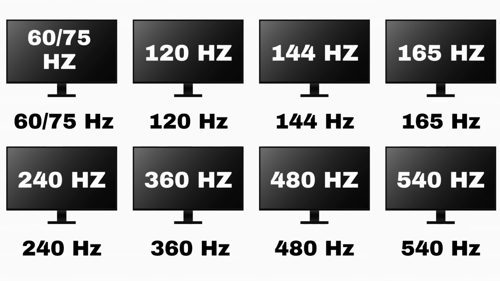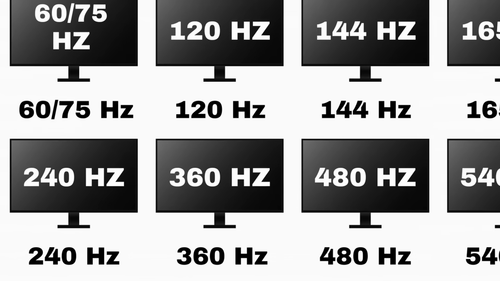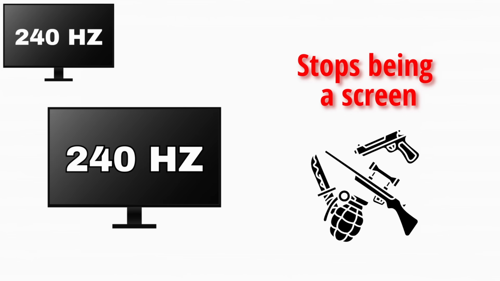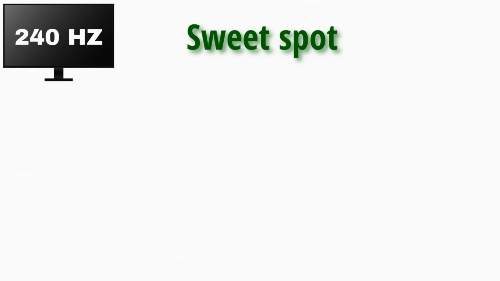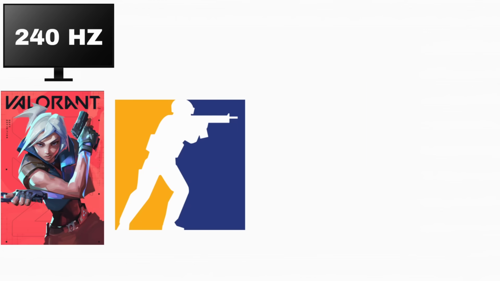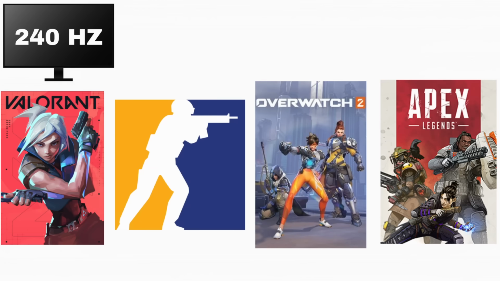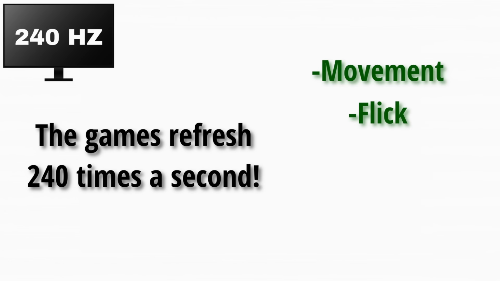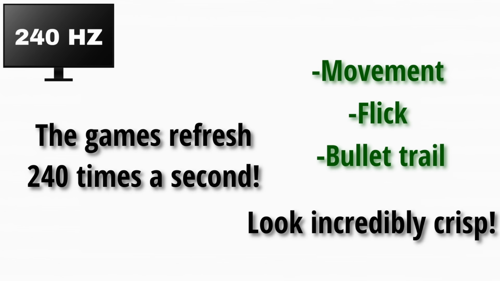All right, now things start getting intense. 240 hertz. 240 hertz is where your monitor stops being a screen and starts becoming a weapon. This is the sweet spot for competitive esports players. Games like Valorant, CS2, Overwatch, and Apex Legends feel unbelievably smooth at 240 hertz. You're seeing the game refresh 240 times a second, meaning every movement, flick, and bullet trail looks incredibly crisp.